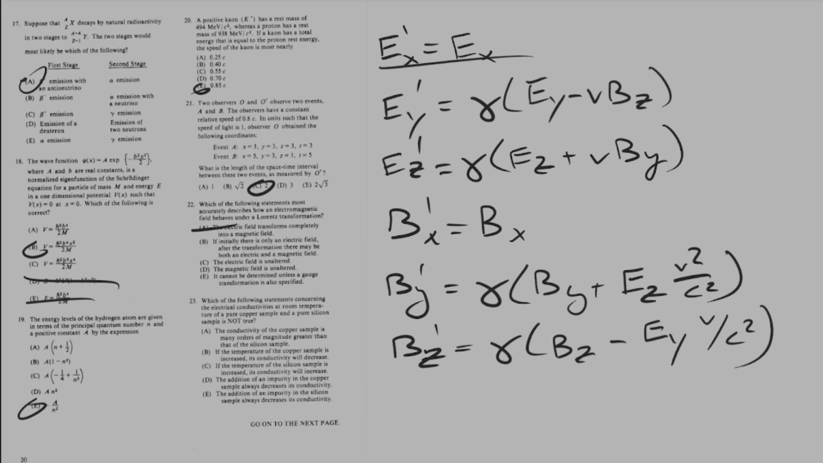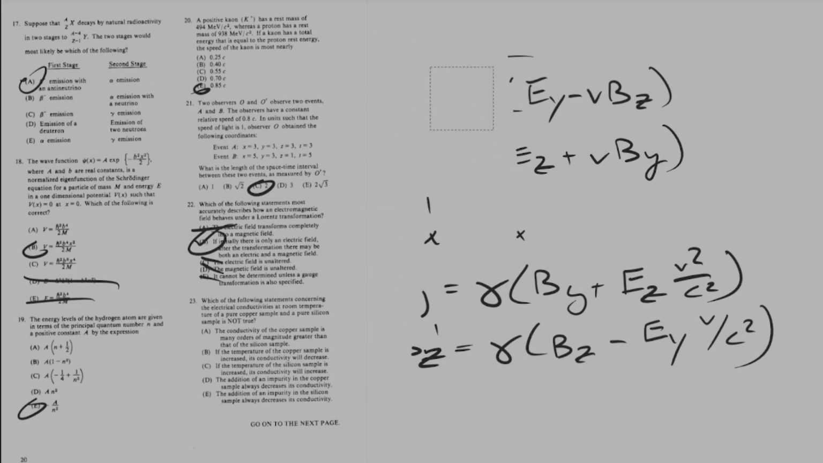If there is initially only an electric field, after the transformation, there may be both electric and magnetic. That one checks out right now. I'm going to put a little check on it. Electric field is unaltered. That is incorrect. Magnetic field is also altered. It cannot be determined unless a gauge transformation is also specified. That is incorrect. We can see that if there is initially an electric field, it may have both. So we get our answer.